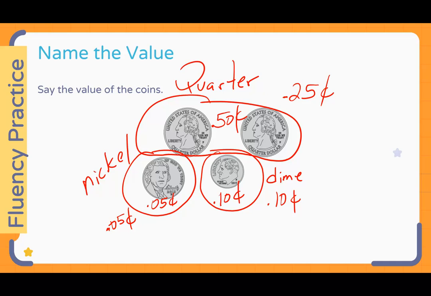Now, let's add it all together. So we know we have 50 because 2 quarters make 50. We can count by tens. 50, 60. Now count by fives. 65. 65 cents.